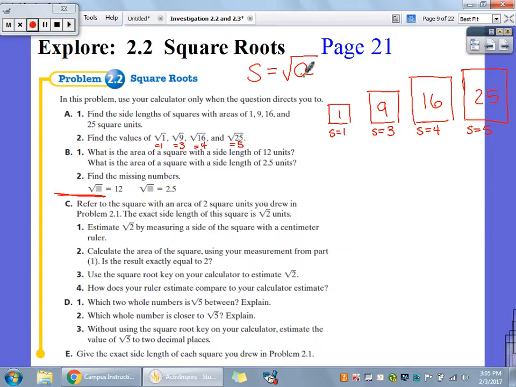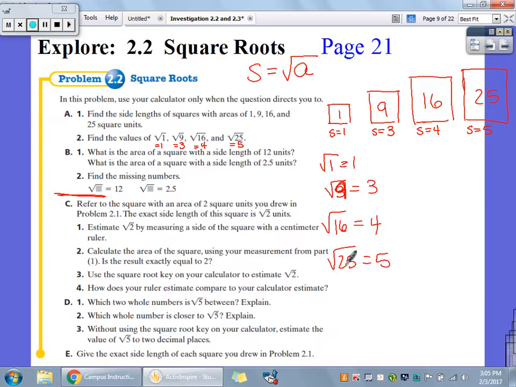All right, now if you're going backwards the other way, so they're giving you the side length, you need to find the area. What you're going to do is take this number and square it. You're going to multiply it times itself. So you would take 12 squared, you would get this number under here. Just like how we have these up here, the square root of 1 is 1, the square root of 9 is 3, the square root of 16 is 4, and the square root of 25 is 5. Well, in order to get the number under here, you have to square each of these numbers.